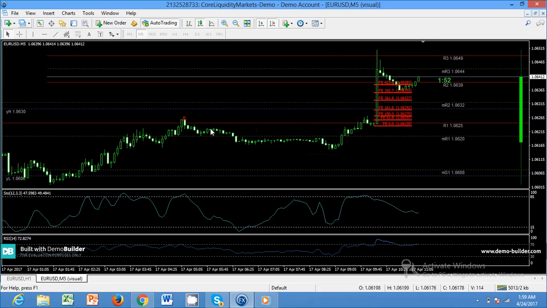Now we have seen one condition here met. We have seen price behave very funny around these support and resistance levels, and it is really amazing.